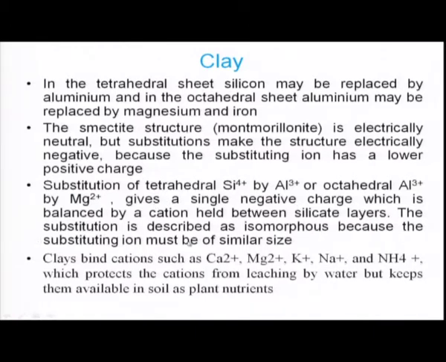The substitution is described as isomorphous because the substituting ion must have a similar ion size to the one it replaces, like silica and aluminum, very close in size. Similarly, aluminum and magnesium: if you see the size of these ions, that is very, very important. Only then can this type of substitution, normally known as isomorphous, take place in this clay mineral.